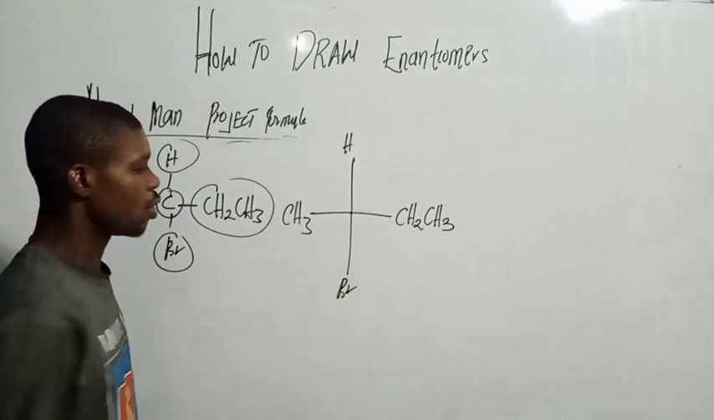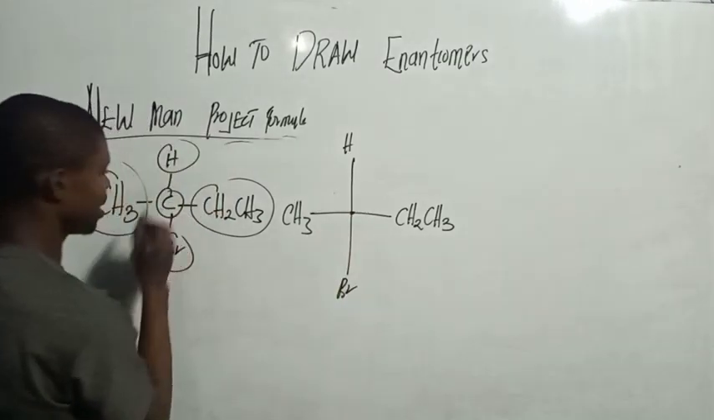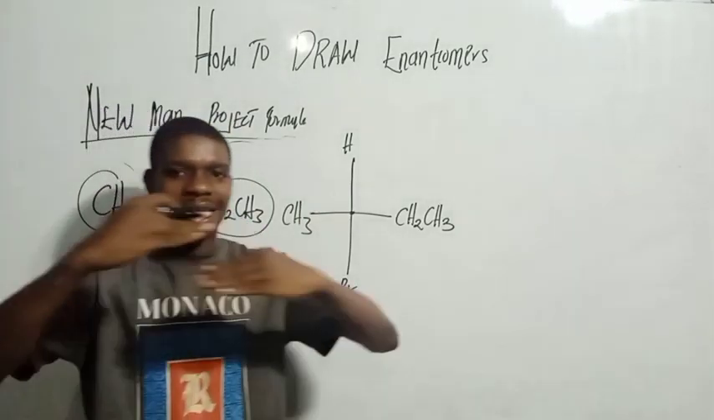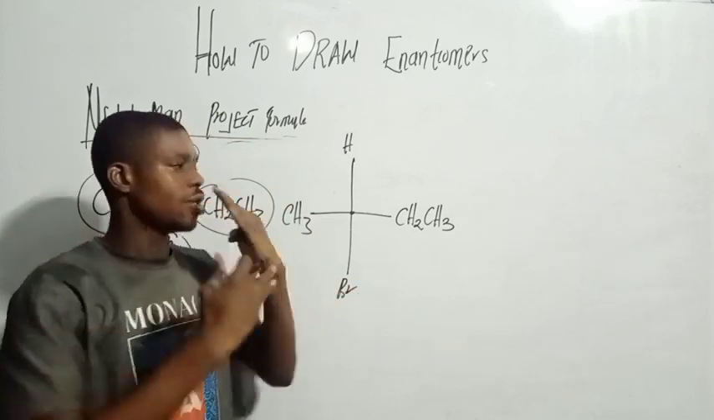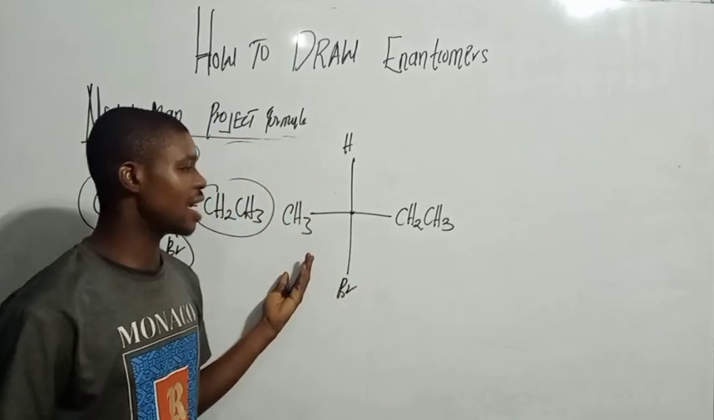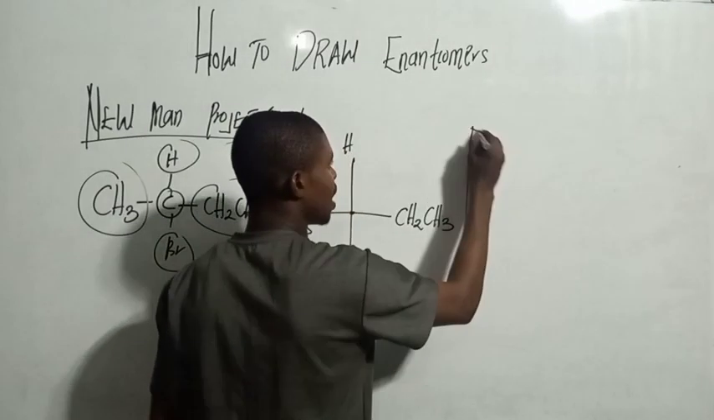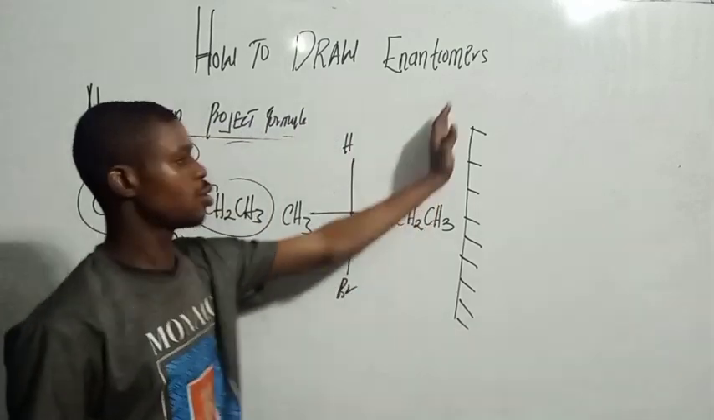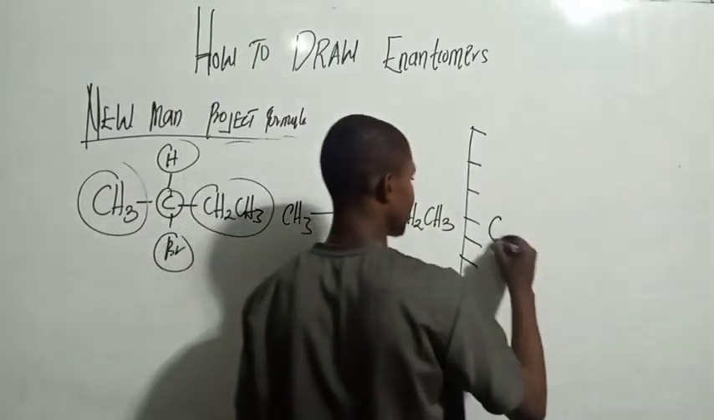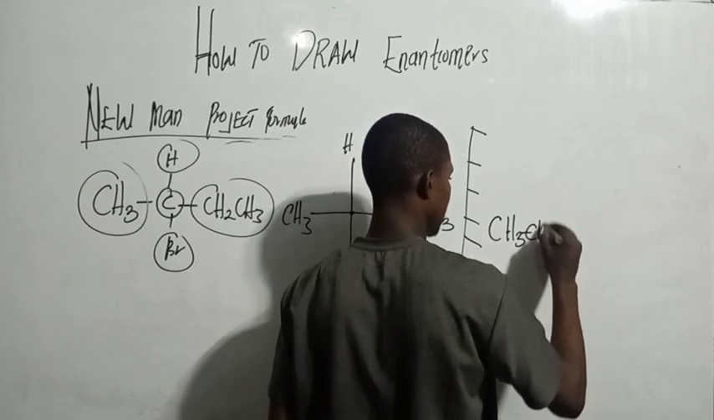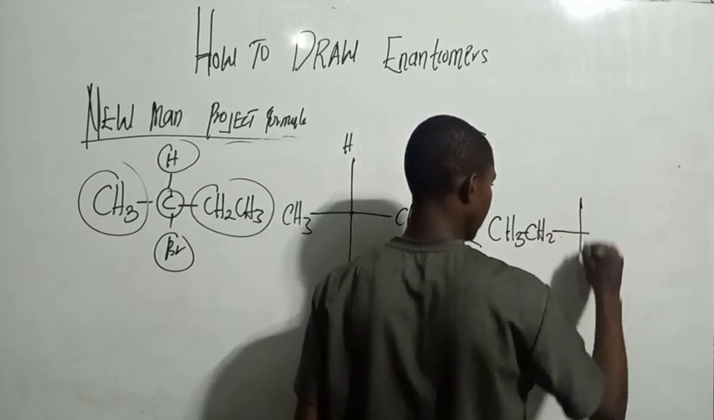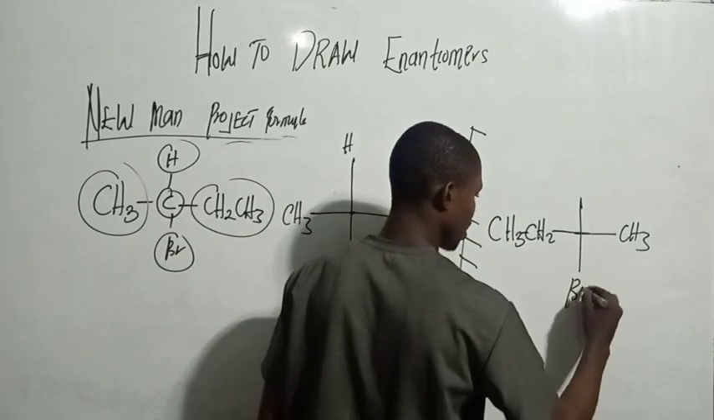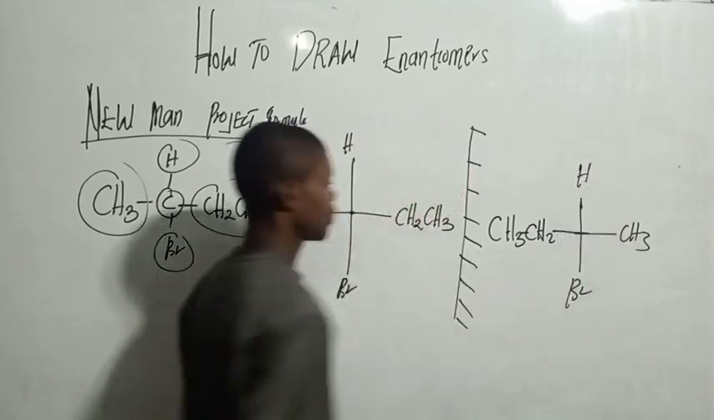After drawing this, understand that the intersection here is the chiral center. In the Newman projection formula, we don't actually show the chiral center; it's only the intersection. So when I see an intersection, you know that is the chiral center. Next, you want to draw the mirror image. To draw the mirror image, you only need to put a mirror here and draw CH3, CH2, here we have CH3, here we have Br, and here we have hydrogen.